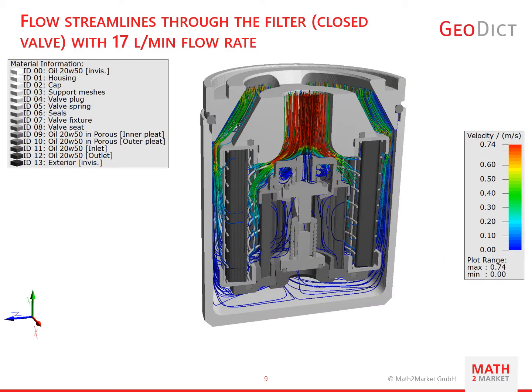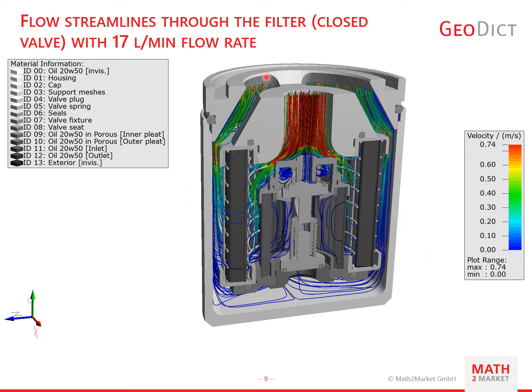All right. The next step after computing the material permeabilities is to run a pure oil flow simulation, so without particles, through the filter. This is the case in which the valve is still closed. So we ran the oil flow simulation with 17 liter per min. This was also provided as an information. And here for the inner and outer pleat parts, we use the material permeabilities that we already computed and shown in the last slide.